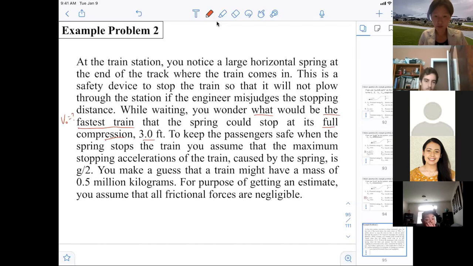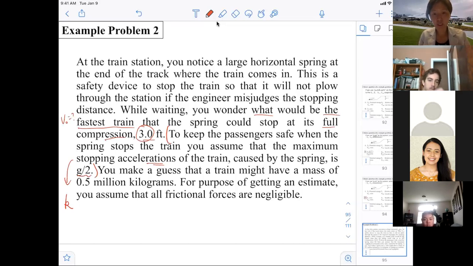And now I'll tell you some information about the spring. So what kind of spring you have? The maximum stopping acceleration of the train, which is caused by the spring, because the spring will exert a force, is g/2. Okay, when it's compressed this much amount, it gives you that much acceleration. Now, this information is really just an extra sentence to tell you what the spring constant is.